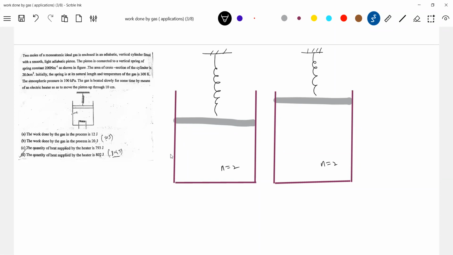Include an adiabatic cylinder. All are non-conducting. The piston is connected to a vertical spring of spring constant K. The area of cross-section of the cylinder is A, and initially the spring is at its natural length. Okay, relaxed, you write it nearby. Then he has given atmospheric pressure. So what are the forces that will be acting? P naught A.